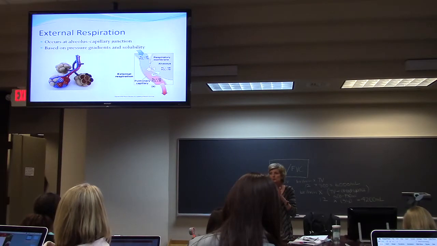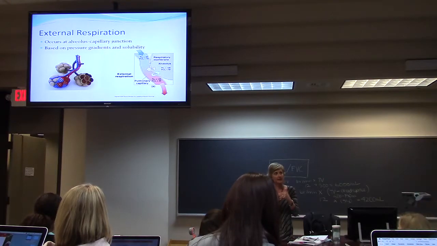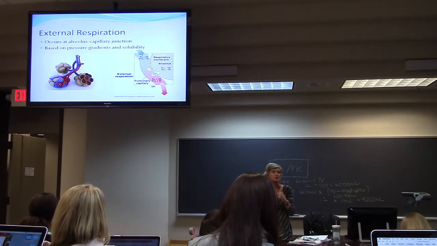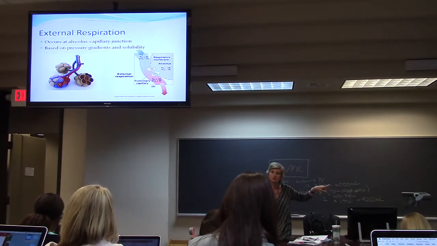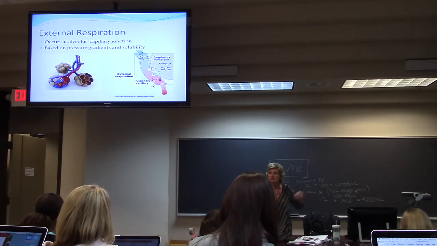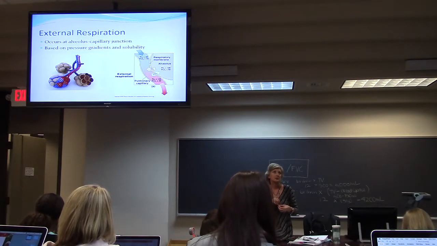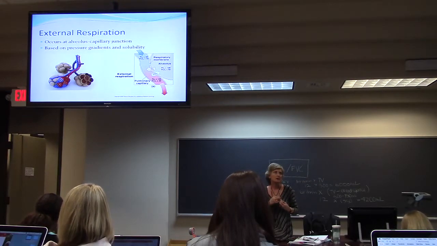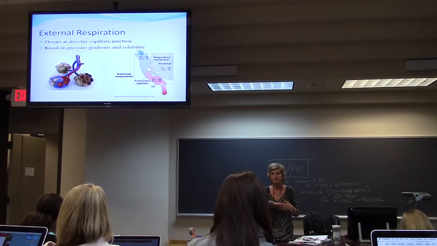So we have 2 levels of respiration. There's external respiration, so that's between the blood and the lung, or the external air. And then we have internal respiration, which is between blood and tissue. External respiration happens at the alveolar capillary junction. That's based on pressure gradient, so gases move to where there's less pressure and move downhill.